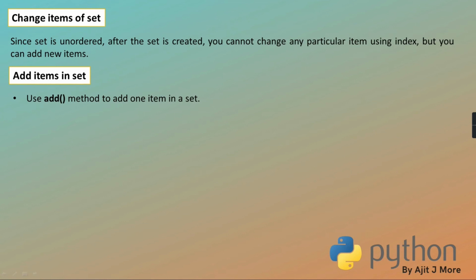So add and update, the only difference is add adds one element in the set. Update adds elements of one set in this set. Okay? Add method and update method. Sorry for that. So update method will add more than one item in a set. So to update you always have to pass an iterable. To add you can pass any object, but to update you always have to pass an iterable object. So elements of that iterable object are added in your set.